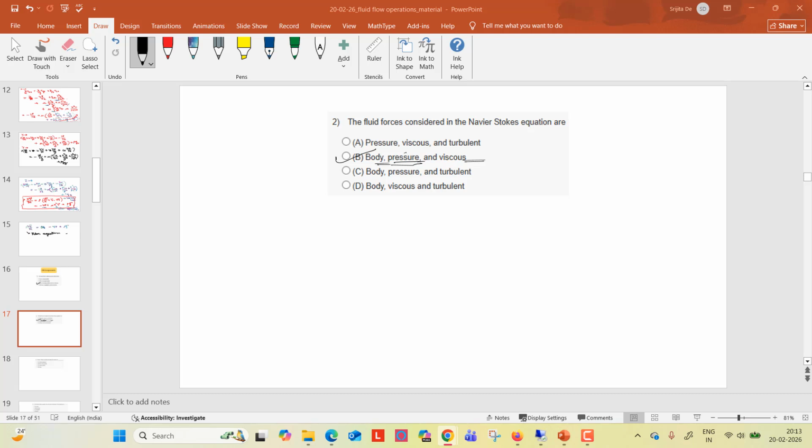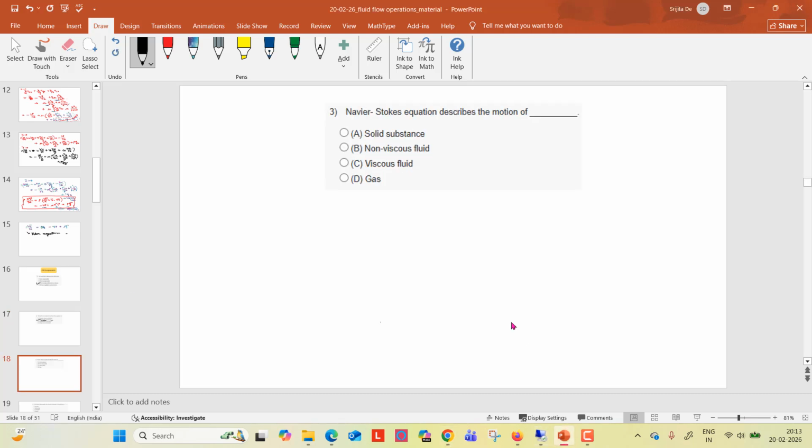Next, the Navier-Stokes equation describes the motion of a solid substance, non-viscous fluid, viscous fluid, or gas. The Navier-Stokes equation specifically accounts for the viscosity of the fluid, so it describes the motion of a viscous fluid.